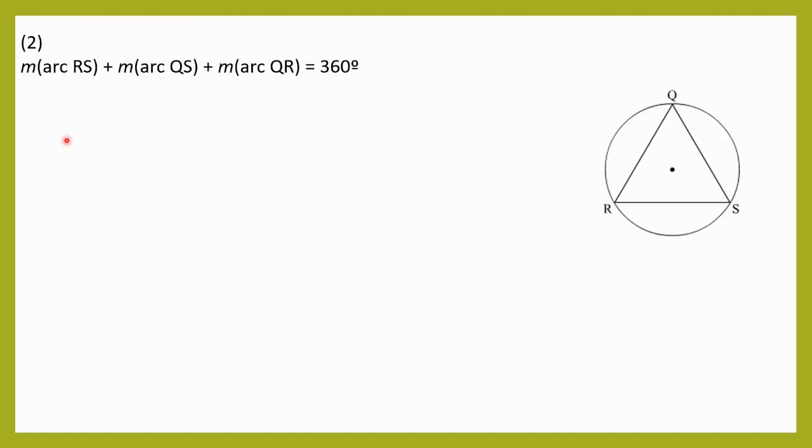Second part, we have to prove that measure arc QRS is 240 degrees. Note that measure arc RS plus measure arc QS plus measure arc QR forms the entire circle, hence it will be equal to 360 degrees. And we know that the measure of a complete circle is 360 degrees.